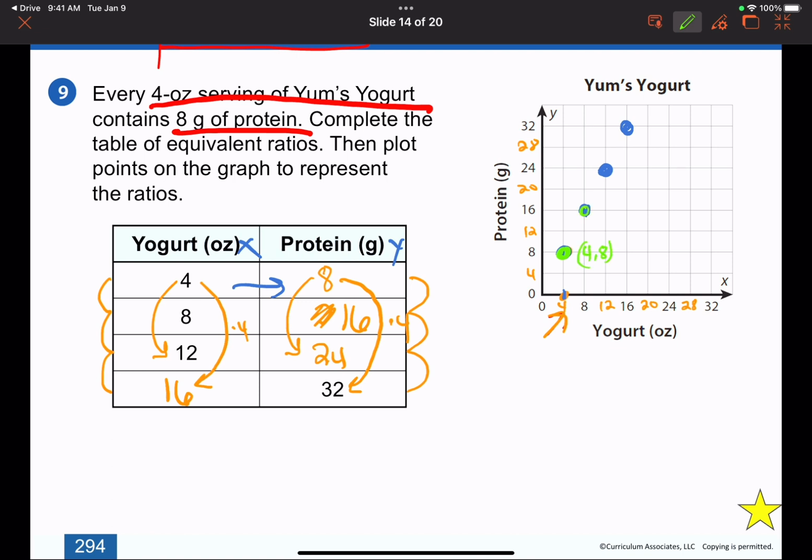We have 8 comma 16. Right here we have 12 comma 24. And right here we have 16 comma 32. And you can see how these ordered pairs from this graph relate to the ordered pairs over here in this table. So if you got that right, you're doing really well. If you needed some fixes, hopefully you got the understanding.